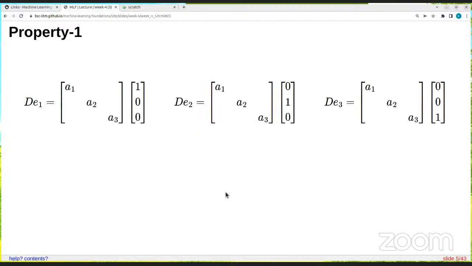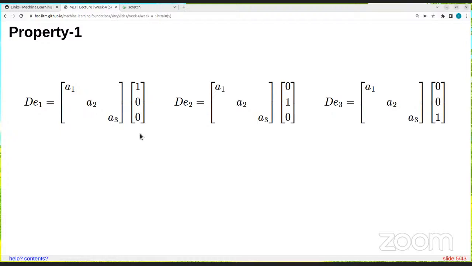We look at a series of properties of diagonal matrices. This is the first property. I have taken a 3 by 3 matrix D to keep things simple: De1, De2, De3. Can someone tell me what e1, e2, e3 are here? They are vectors from the standard basis. Each of these is a matrix-vector product. What do you think will be the result of the multiplication in each of these three cases?